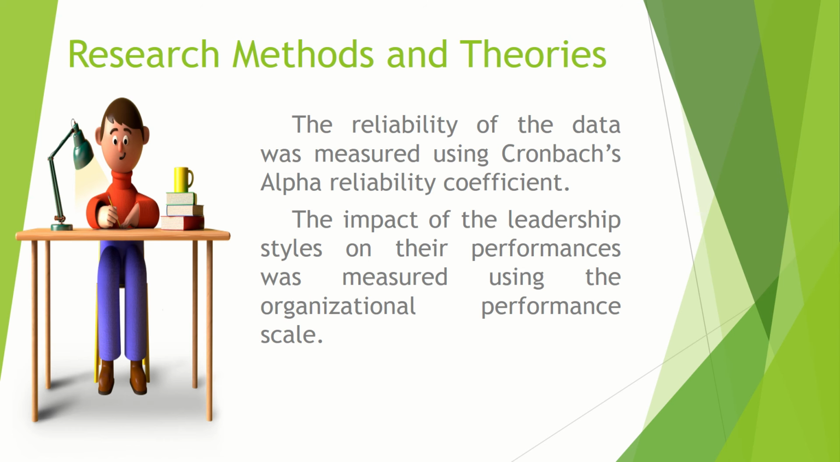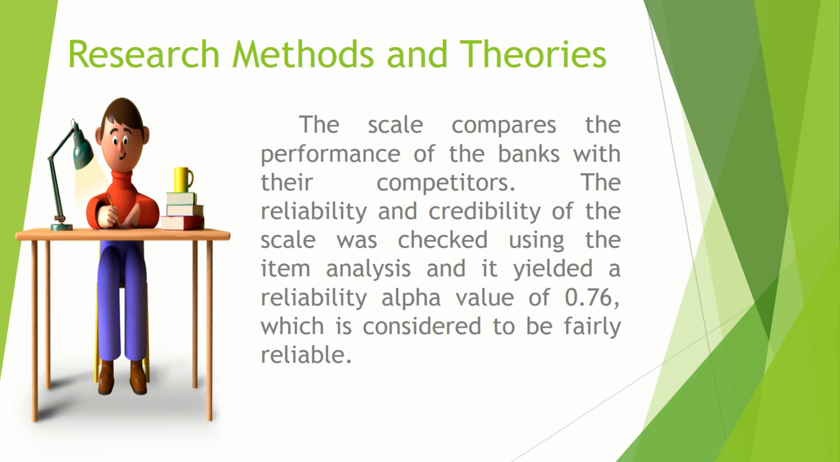The reliability of the data was measured using Cronbach alpha reliability coefficient. The impact of the leadership styles on their performances was measured using the organizational performance scale. The scale compares the performance of the bank with their competitors. The reliability and credibility of the scale was checked using item analysis, and it yielded a reliability alpha value of 0.76, which is considered to be fairly reliable.